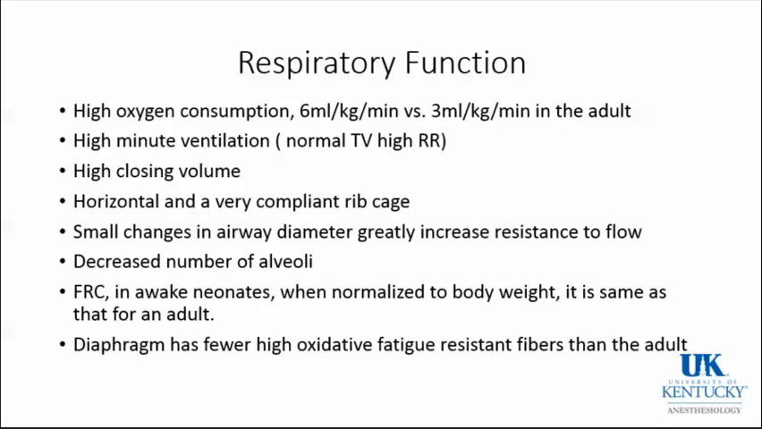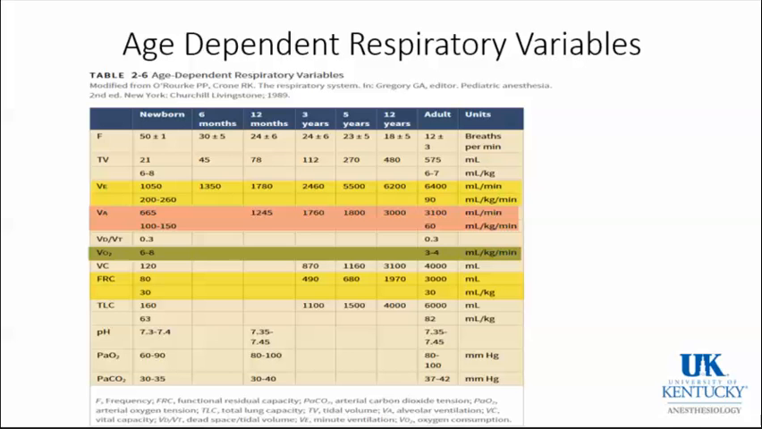The diaphragm has fewer oxidative fibers, and hence they could tire more quickly if their work of breathing is increased. Again, a few things that we need to remember, whether it comes in your boards or not: the respiratory rate in the newborn is about 50 times a minute compared to an adult, that's about 12. Tidal volumes per kilo, there is no difference. Minute ventilation is much higher in the neonate and younger children than the adult. So is the alveolar ventilation.